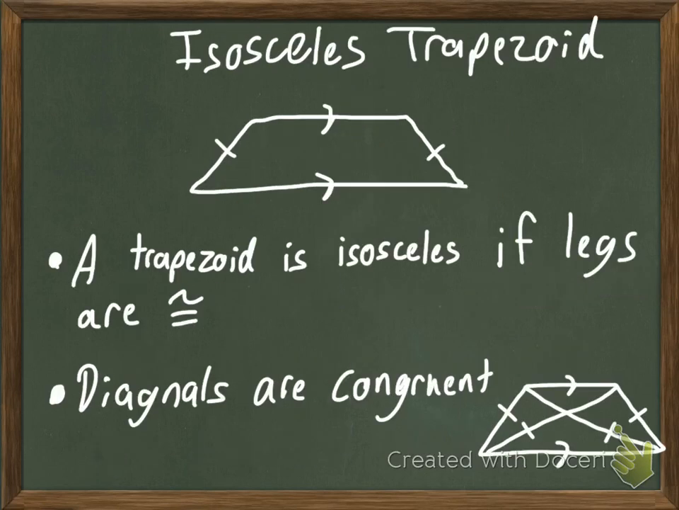Now we're going to talk about a specific type of trapezoid, the isosceles trapezoid. A trapezoid is isosceles if its legs are congruent. So you see here, it's been indicated that these two legs are congruent. In an isosceles trapezoid, the diagonals are congruent. So if we draw in the diagonals of an isosceles trapezoid, they are congruent.